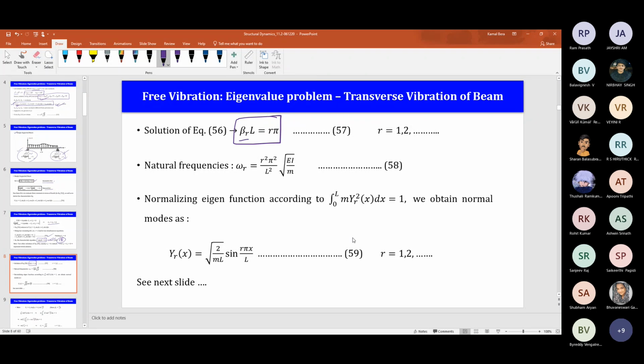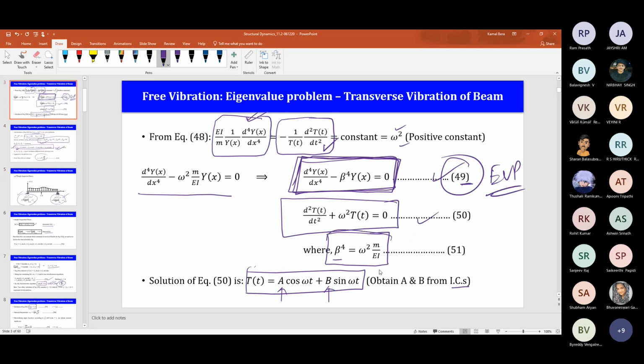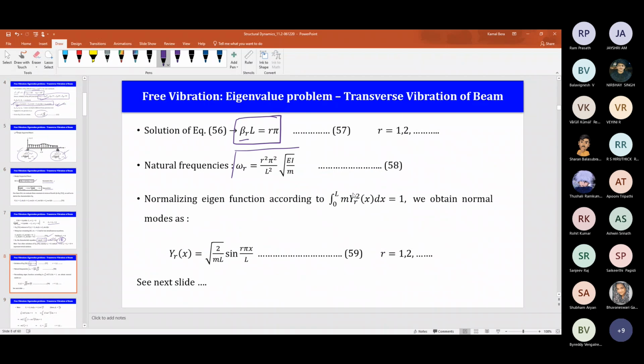We have assumed, if you go back to the slides, that beta to the power 4 equals omega square m by EI. So if I substitute there, then I will get the roots omega r, the rth natural frequency, as r square pi square by L square root over EI by m. If I substitute r equal to 1, I get omega 1, r equal to 2 omega 2, r equal to 3 omega 3, and so on and so forth.